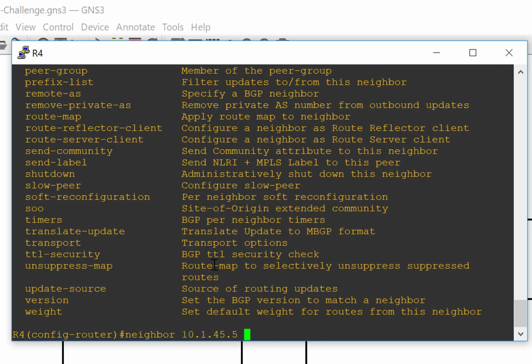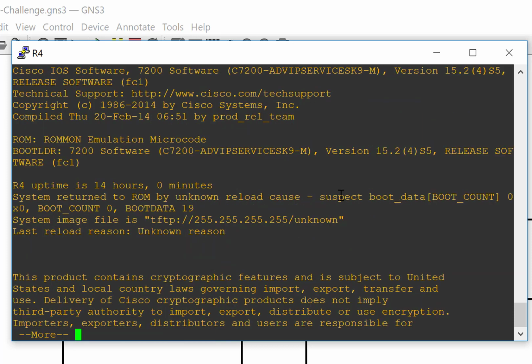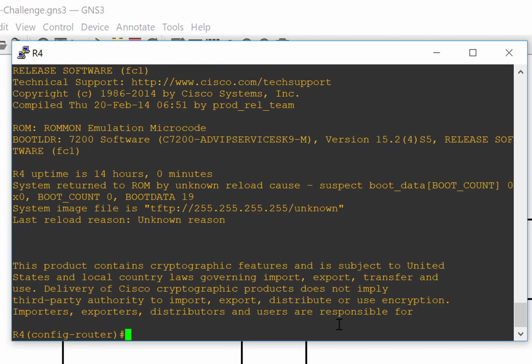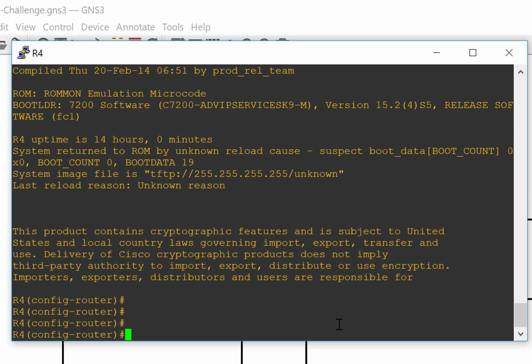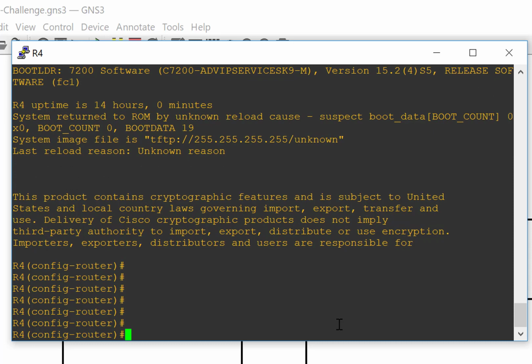So I thought maybe I'm just using a different version of iOS that doesn't support it. I don't understand. Why can't I see this command? So you can do show version. You see I'm running 15.2.4. Not the latest, but it should have this feature. This is an old feature. And I couldn't figure out why I wasn't seeing this command.